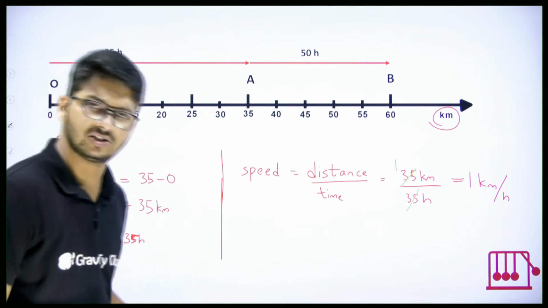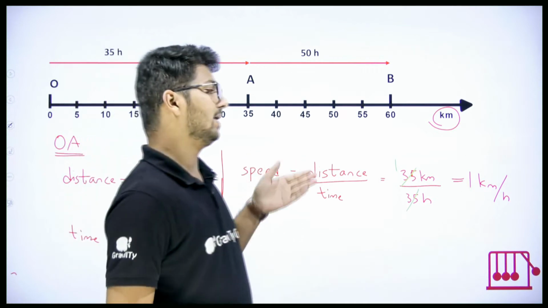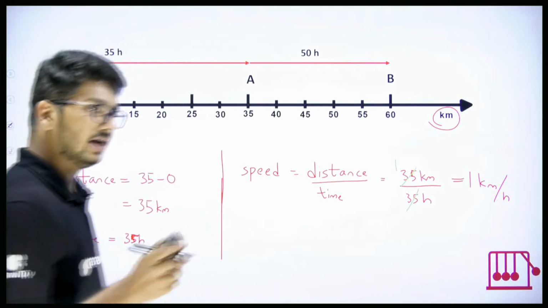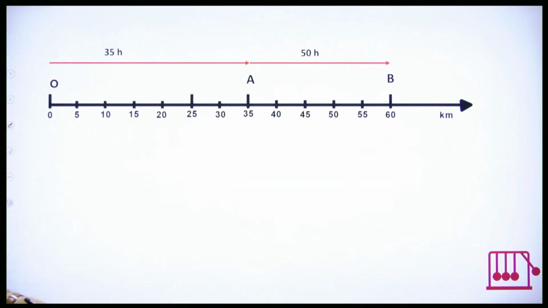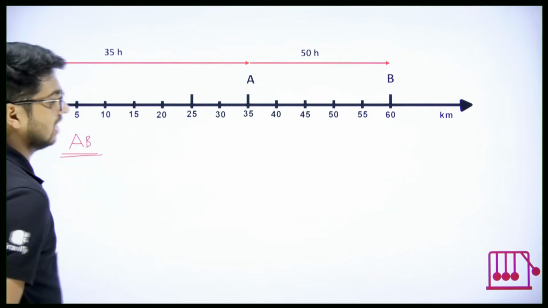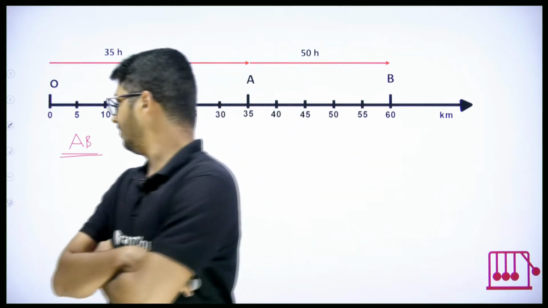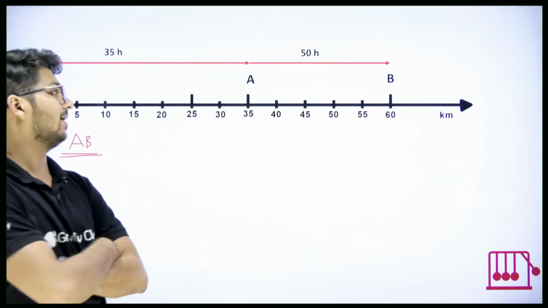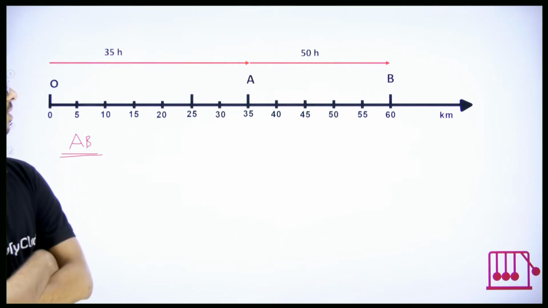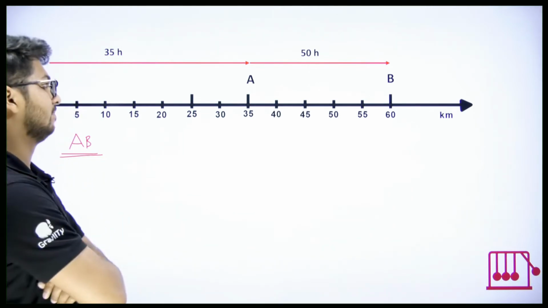So first we find out distance, then we find out time, and then we use the formula speed is equal to distance by time. Simple? Clear? That's for OA. Now you do it for AB. Everyone find out speed for AB. I'll give you some time. So find out speed for AB. A to B. For AB, for A to B, what is the speed going to be?